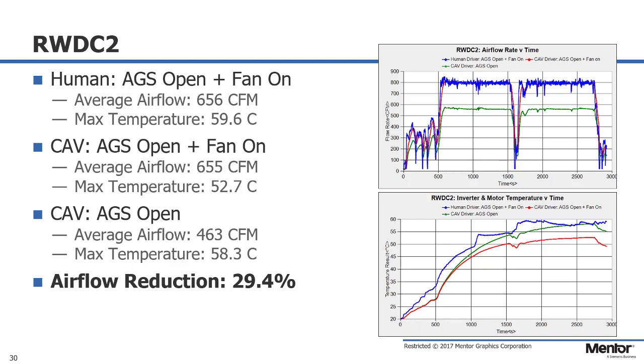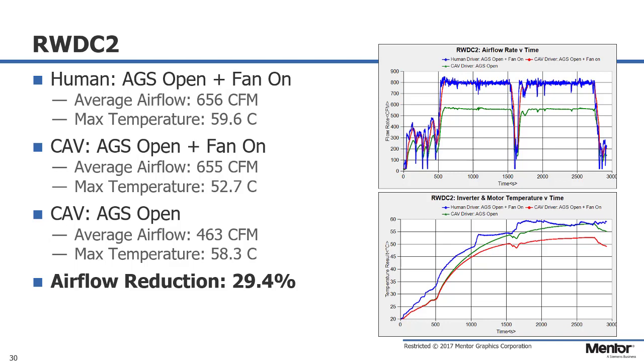If we reduce that, so we just have the AGS open, we have a fairly significant reduction in airflow down to 463 CFM, and we're still able to maintain a temperature under the 60 degrees C, as you can see here at 58.3. So doing this, this is one area where the autonomous vehicle had a significant reduction in airflow at over 29%. So that's really going to help us.